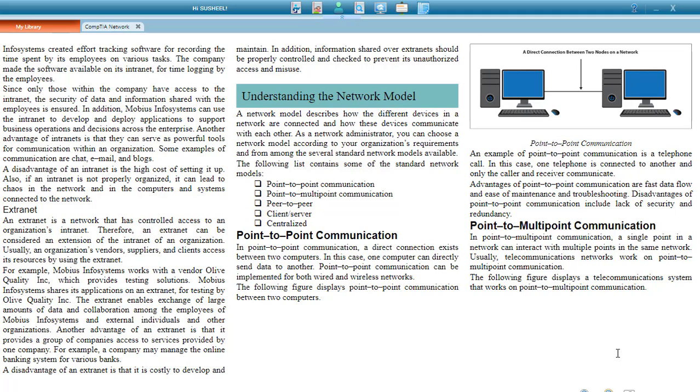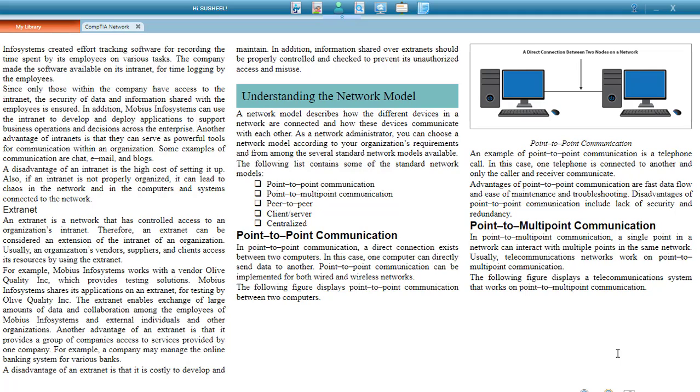Since only those within the company have access to the intranet, the security of data and information shared with the employees is ensured. In addition, Mobius Infosystems can use the intranet to develop and deploy applications to support business operations and decisions across the enterprise. Another advantage of intranets is that they can serve as powerful tools for communication within an organization. Some examples of communication are chat, email, and blogs.